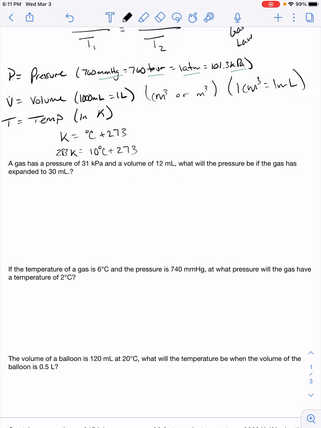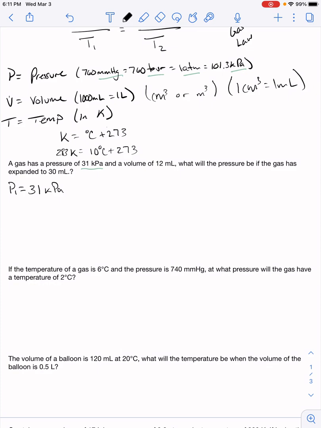So here, my first problem says that a gas has a pressure of 31 kilopascals. Now, at this point, it doesn't matter if I assign it as pressure 1 or pressure 2 because it's the first number I'm assigning. Most people use pressure 1 because it's the first number associated, and that is absolutely fine to do. So we know that pressure 1 is 31 kilopascals.